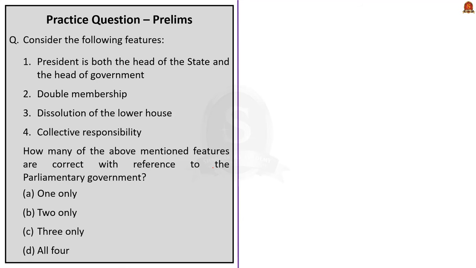Here the first statement says president is both the head of the state and the head of government. This statement is absolutely wrong. It is the feature of presidential form of government and not the parliamentary government. Okay, so this statement is actually wrong. Now look at the second statement, double membership. This statement is actually correct. The ministers are actually members of both the legislature and the executive.